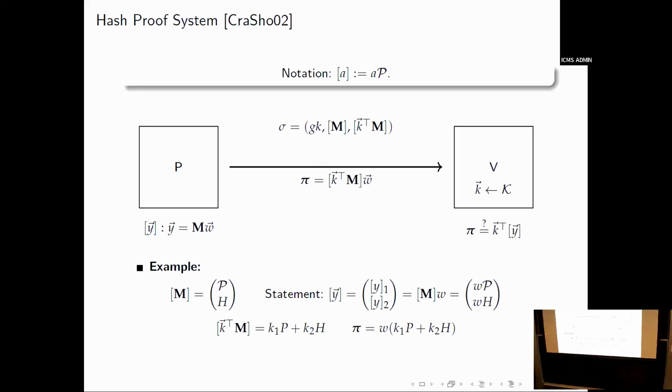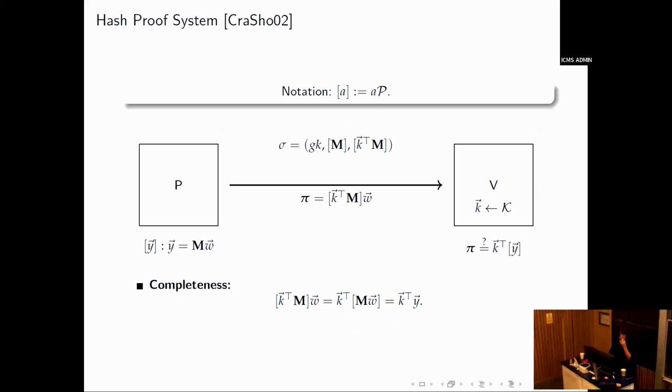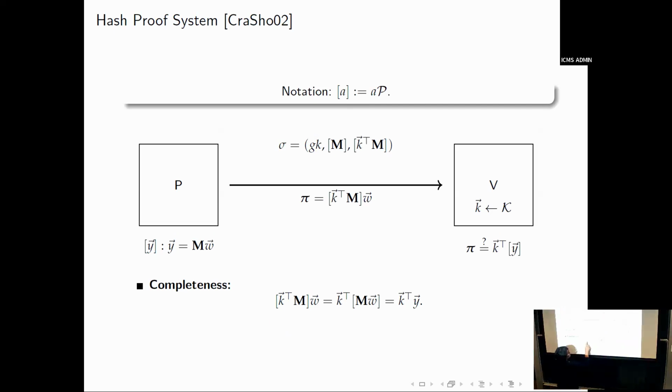One second. Maybe let me show you first the completeness. Okay? First, why would this work? Well, the verifier is computing this information, and this is the same as, you just move the brackets, okay? This is the same as K^T times M W, and this is the same as K^T, there's a bracket, okay? So this works because of the associativity of matrices.